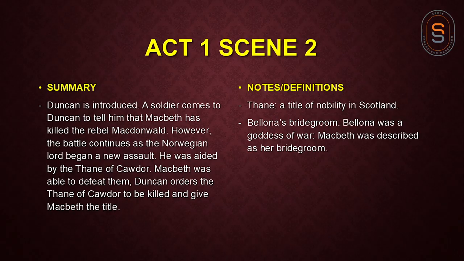Act 1, Scene 2. The summary. Duncan is introduced in this scene. A soldier comes to Duncan to tell him that Macbeth has killed the rebel Macdonald. However, the battle continues as the Norwegian lord began a new assault. He was aided by the Thane of Cawdor. Macbeth was able to defeat them. Duncan orders the Thane of Cawdor to be killed and gives Macbeth the title.